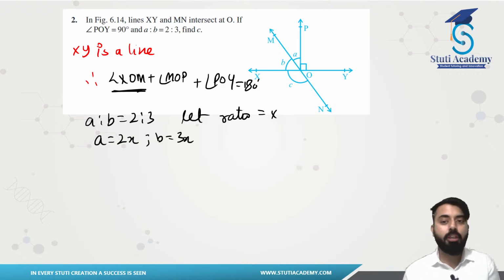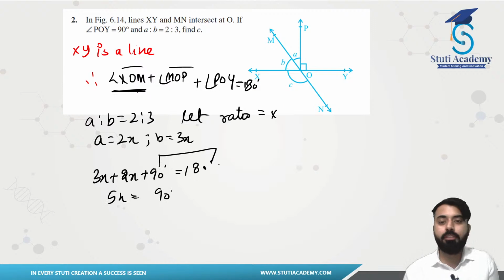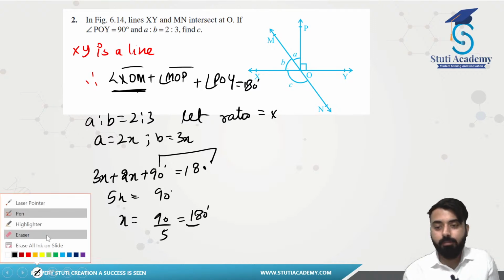That is the point. So if I just put it here, I know this is B and that is A. So 3x plus 2x plus 90 equals 180. So 5x equals 90, considering this has been subtracted. So x will be what? 90 by 5, that will be 18 degrees, right? So it should be 18 degrees.